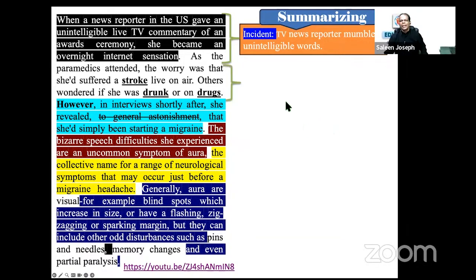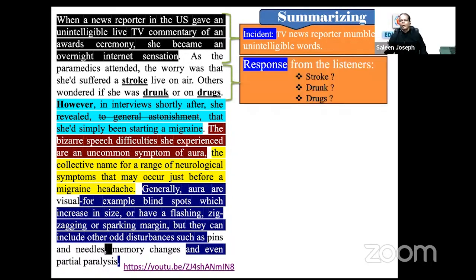Now the response: if somebody does this, what will be the response? Somebody is mumbling something which has no connection. What will be the response from the listeners or audience? Somebody said maybe she had a stroke, a mild stroke. Someone said, no, she must be drunk. Some others said, no, she must be a drug addict. This is the beginning of the article, how beautifully they have put it.